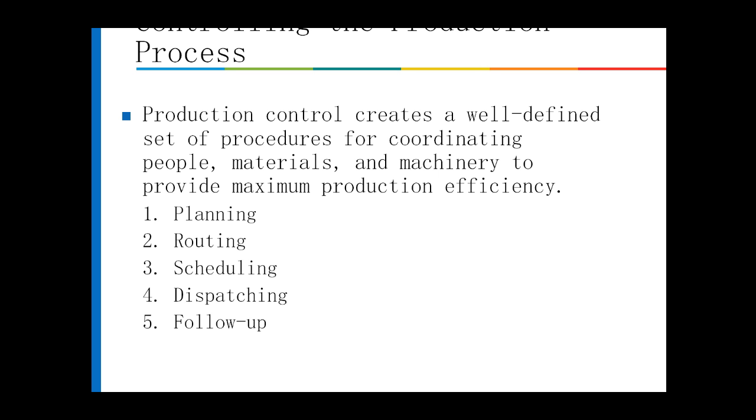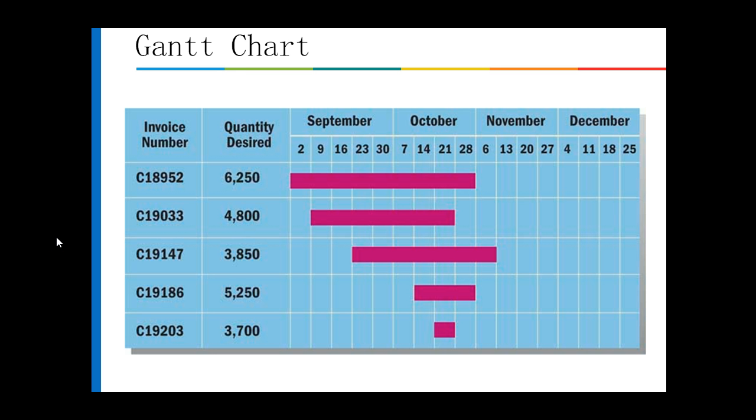Controlling the production process. We need to have a set of procedures that make certain that people and materials and machinery are available at the right time and in the right amounts to produce the maximum efficiency. So planning, scheduling, routing, dispatching, and follow-up are all critical components to ensure that the process of production is controlled.